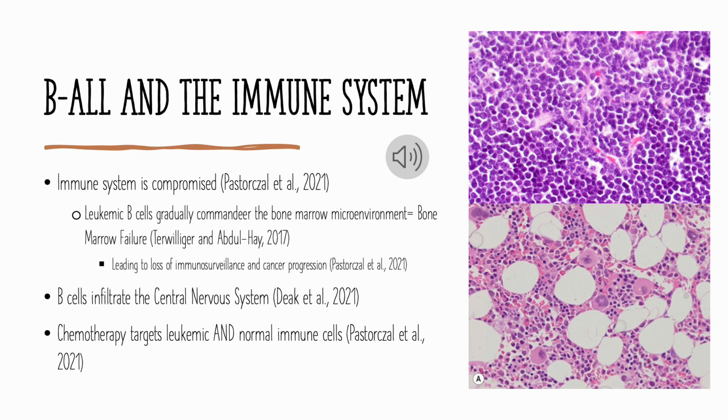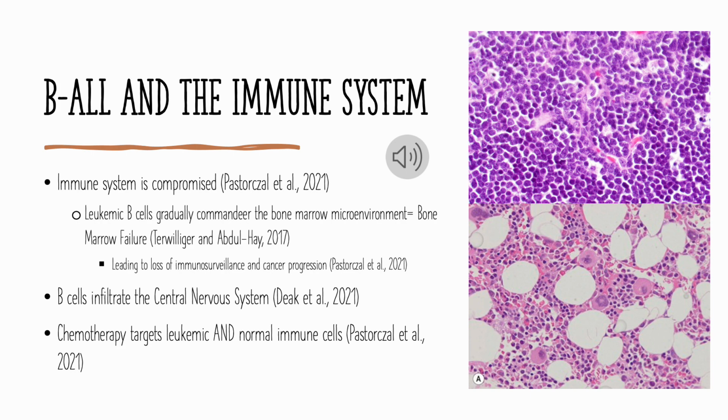B-ALL and the immune system. On the right we have two images. The top one is the normal bone marrow and the bottom is the B-ALL bone marrow. You can see that the leukemic B cells are gradually proliferating and they commandeer the bone marrow microenvironment, leading to bone marrow failure. This is going to cause the loss of immunosurveillance and it lets the cancer progress. The B cells are also going to infiltrate the central nervous system.